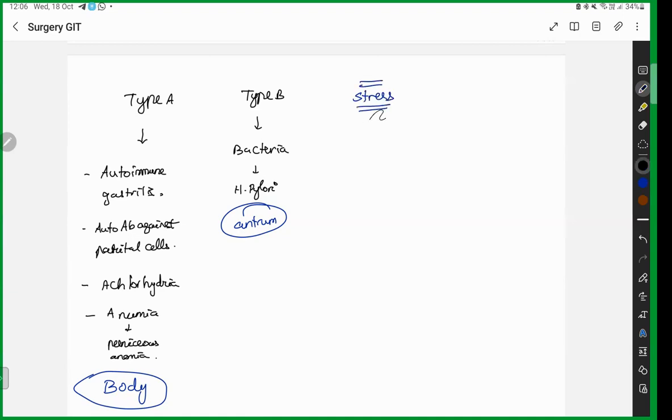I am writing in a different color because this is very important. Stress induced, there can be two types of stress. Okay, so there are two types of stress you can have. One is going to be due to some burns. Number two, it can be due to some head injury. Or number three, it can be due to mental stress.